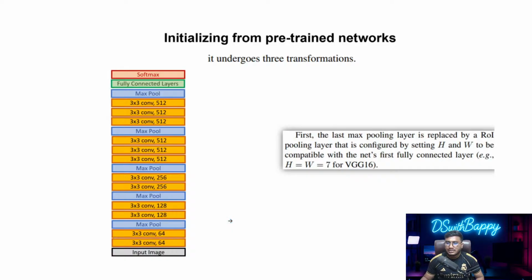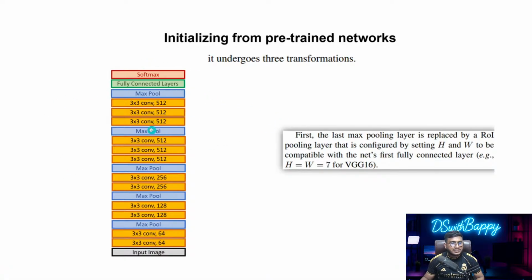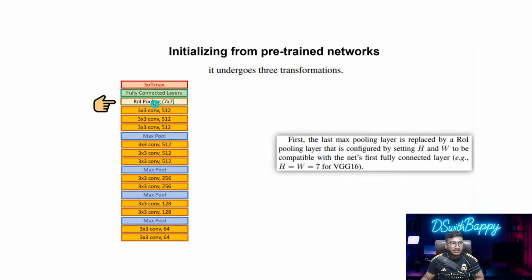So let's consider this is the architecture we are using. What is the change here in the architecture? The last max pooling layer is replaced by the ROI pooling. That means here you can see we have the max pooling layer as the last layer, and this is replaced by something called ROI pooling, with the size of 7x7.